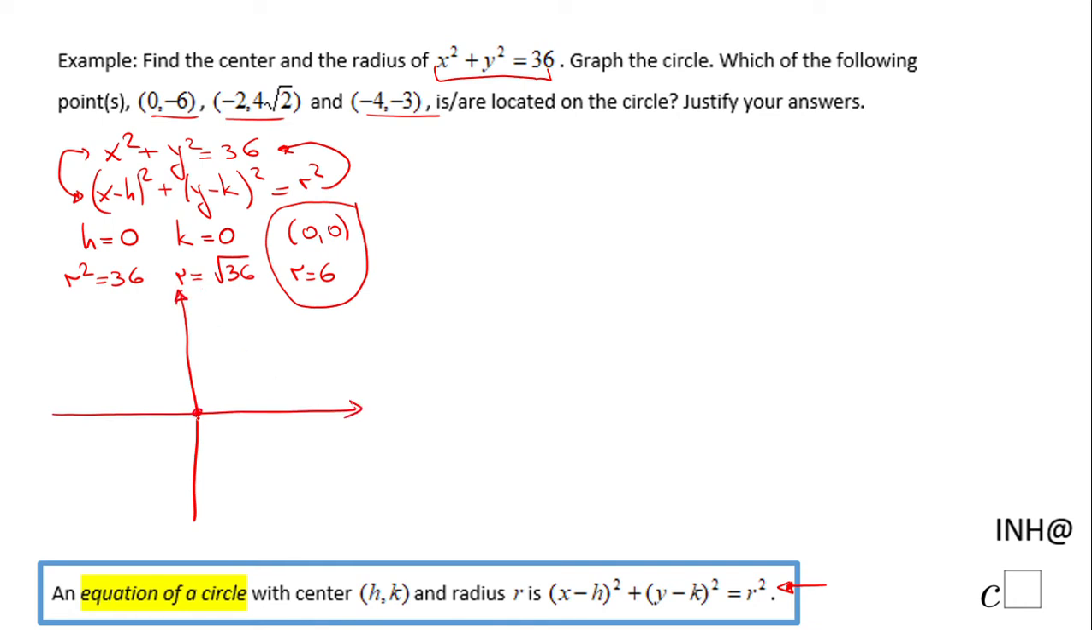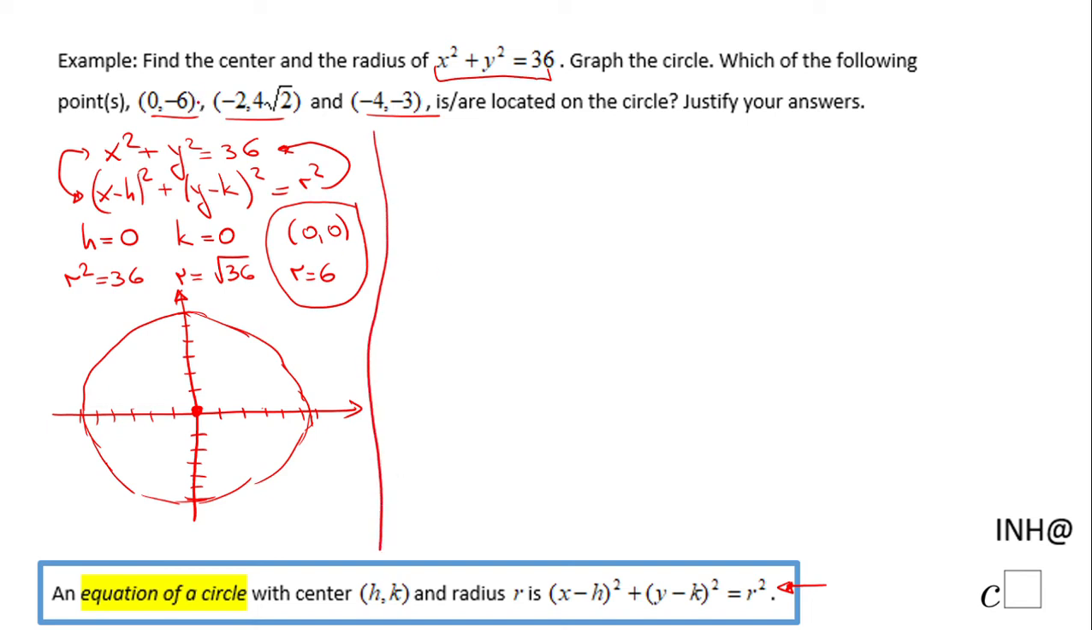So if you want to graph that on the x and y axis, this is the center, and then 1, 2, 3, 4, 5, 6. And I'm going to do the same in every direction. And now I have the circle. Of course, my circle is not perfect. It's drawn by hand, obviously, and I don't have graph paper. You're going to see an accurate circle in a moment. So this is the circle that has the center at (0, 0) and a radius of 6.